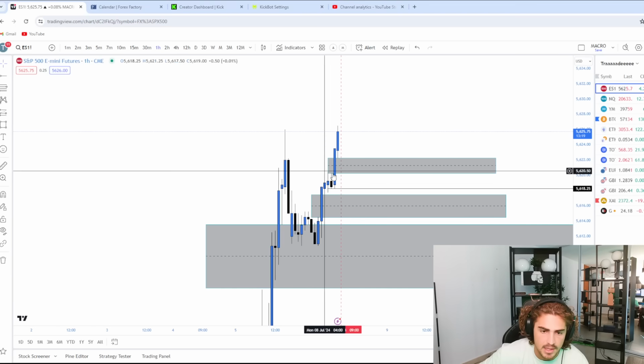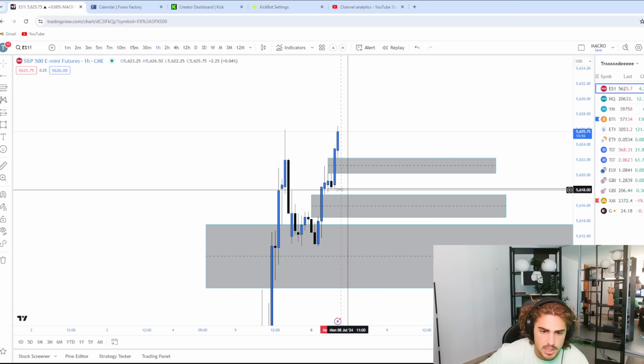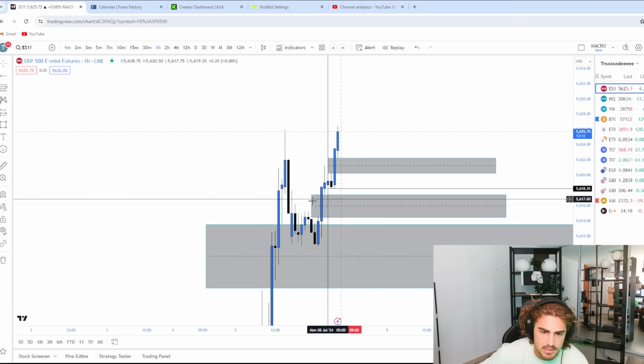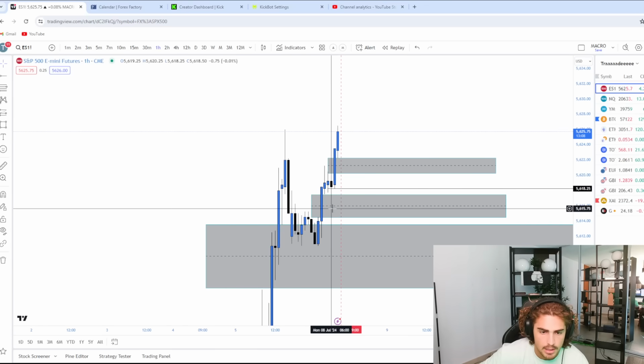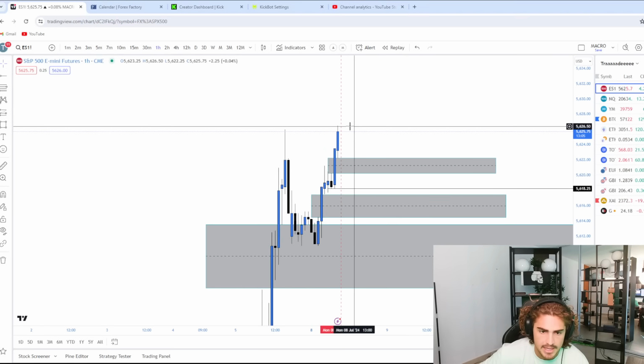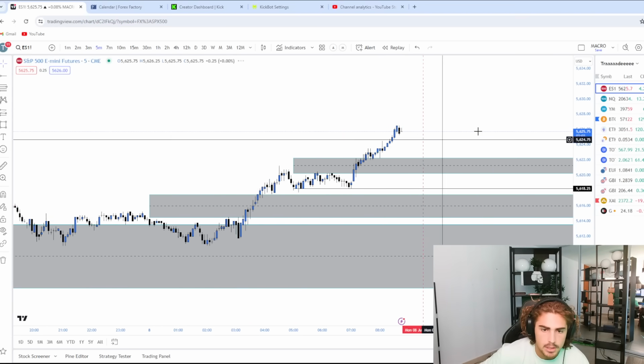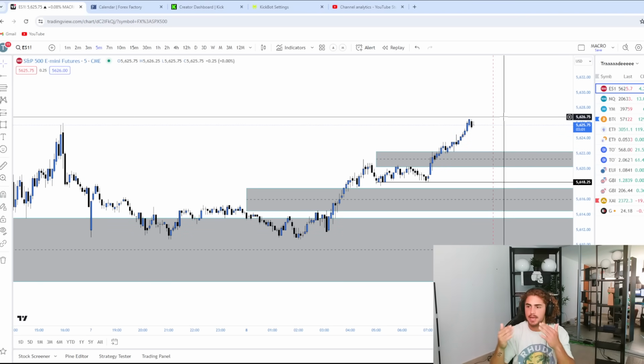Okay, I have this highly executionable price range. I have this high time frame draw on liquidity, and I have this highly executionable price range. Imbalance, liquidity, imbalance on the high time frame. From there, what am I going to do? I'm just going to sit on my hands and wait until these highly executionable price ranges get hit. And I'm not going to do anything until they get hit.